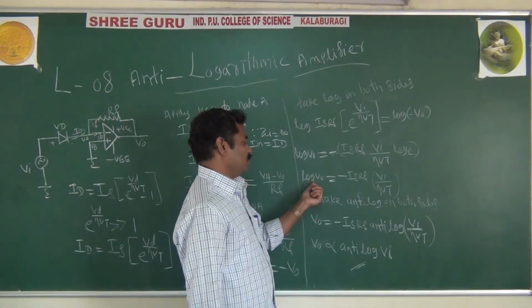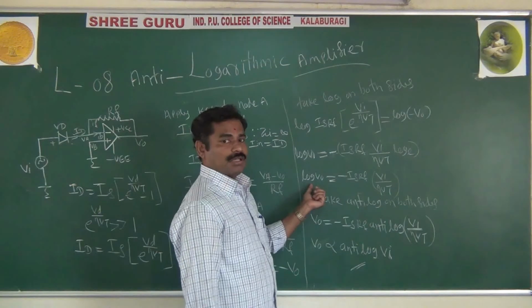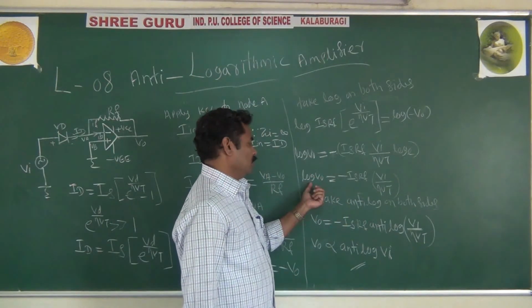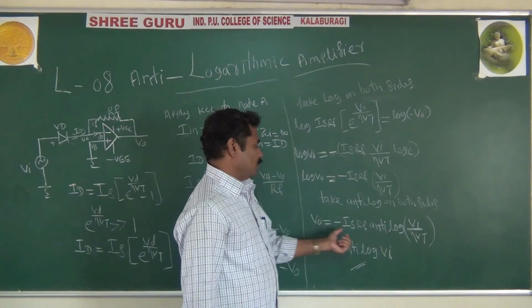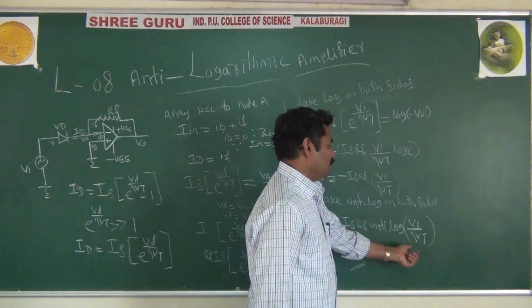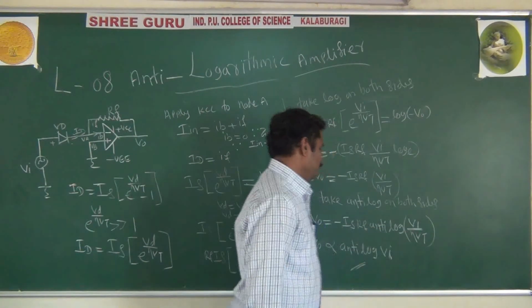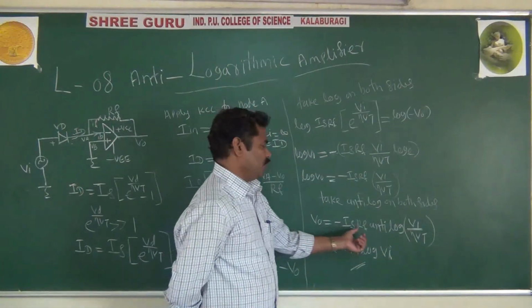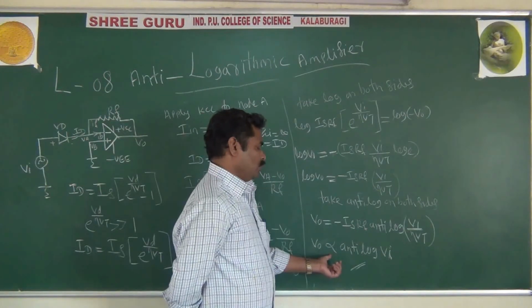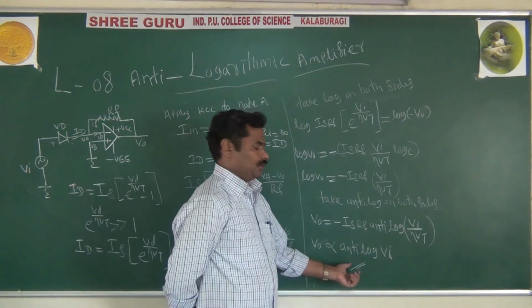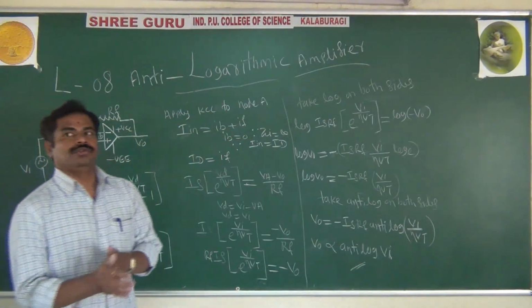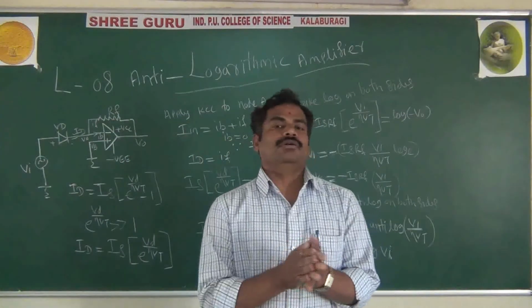Actually you want to remove this log term, that's why we apply the anti-log here, and take anti-log on both sides. Log and anti-log cancel, because V naught is equal to minus RF Is, which is constant, times the anti-log of VI by eta into VT. Here Is, RF, eta and VT are constant. That's right: the output voltage is proportional to the anti-log of the input voltage. This is the simple derivation of your anti-log amplifier and log amplifier.